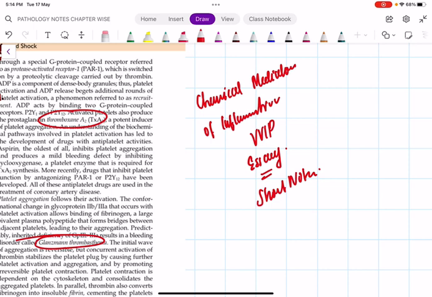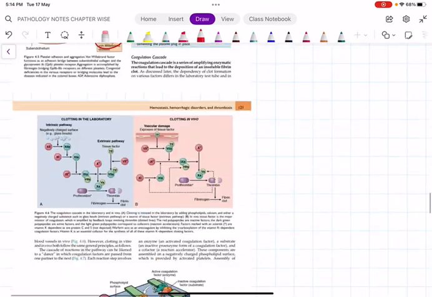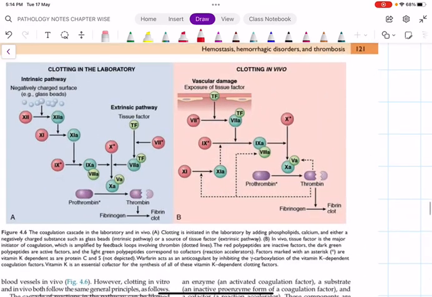Yes, you should know what PGI2 does. PGI2 will inhibit platelet aggregation. Thromboxane A2, I told you, will favor platelet aggregation. Then we have the coagulation cascade. Of course, we have the intrinsic pathway because of the negatively charged surface. The extrinsic pathway is because of the tissue factor. Finally, this will lead to fibrinogen and fibrin clot formation.